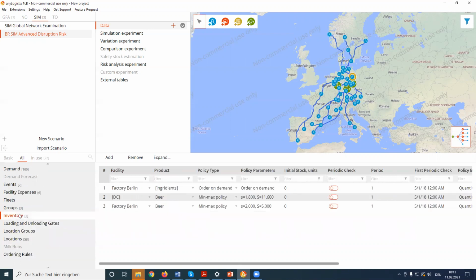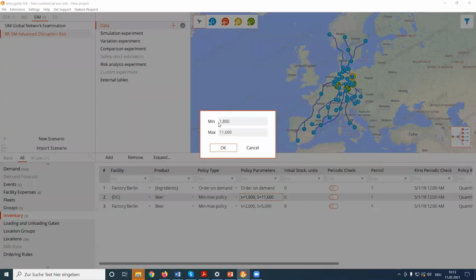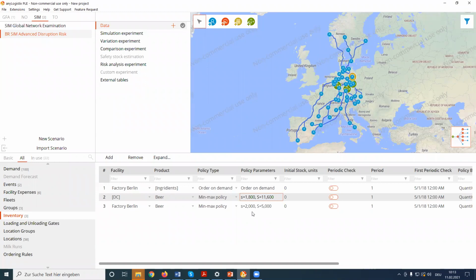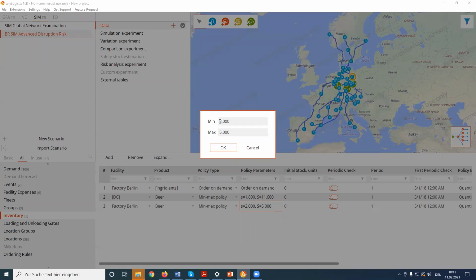We are also given the inventory control policy for ingredients which our factory purchases from suppliers. We use a just-in-time policy. And for beer, both DC and factory are using a continuous review policy. DC uses an inventory control policy with a reorder point and target inventory. And the factory in Berlin also uses a continuous production control policy with a reorder point of 2000 and target inventory of 5000.